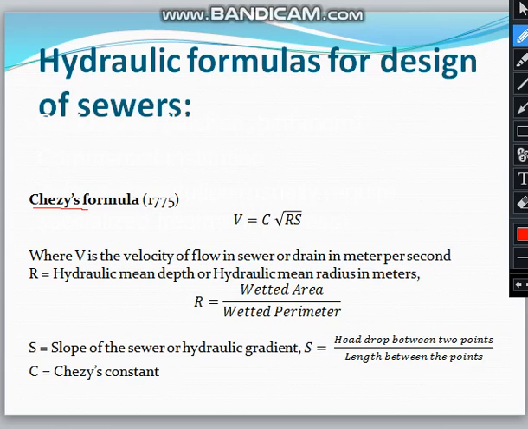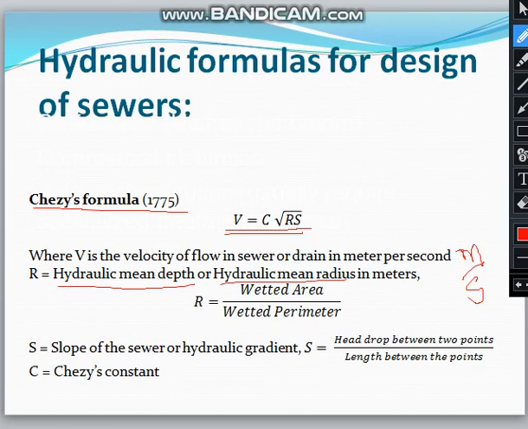First one is Chezy's formula. Here the velocity of flow in a sewer, capital V, is equal to C into the square root of R into S. Here V denotes the velocity of flow in the sewer in meters per second. Another one is R, the hydraulic mean depth or hydraulic mean radius, very important, expressed in meters.